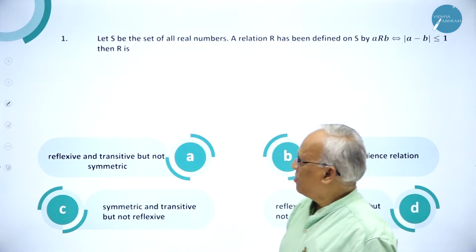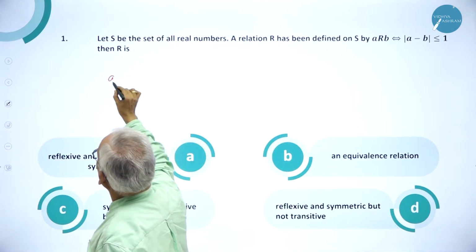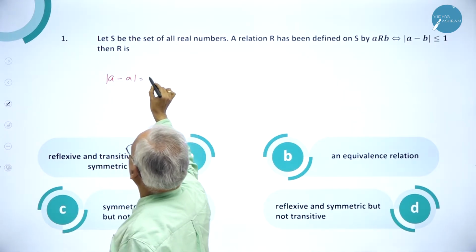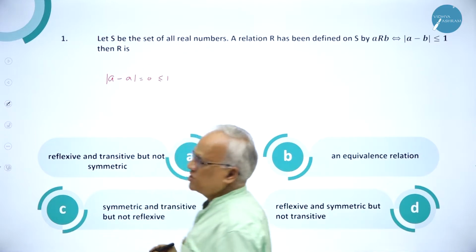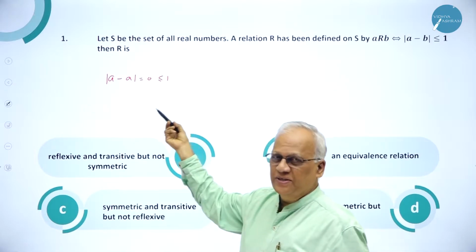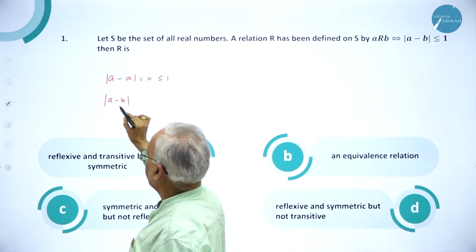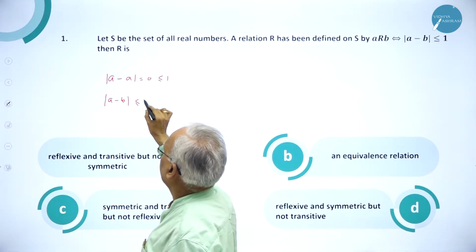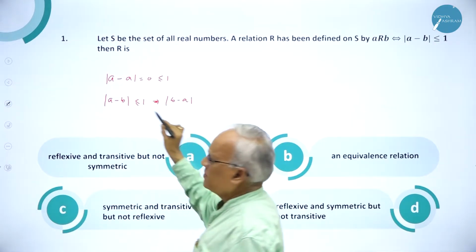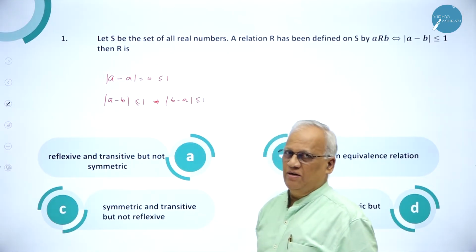Then R is obviously reflexive and symmetric, because any real number you take, A minus A absolute value is 0, which is less than or equal to 1. That is true. Therefore every element A in S is related to itself, so it is reflexive. Now, whenever A is related to B, that is the absolute value of A minus B is less than or equal to 1, that implies B minus A, which is the same as mod A minus B, is also less than or equal to 1. Therefore it is symmetric also.